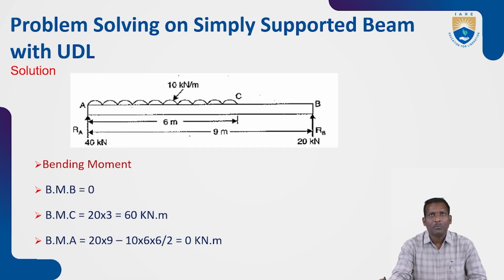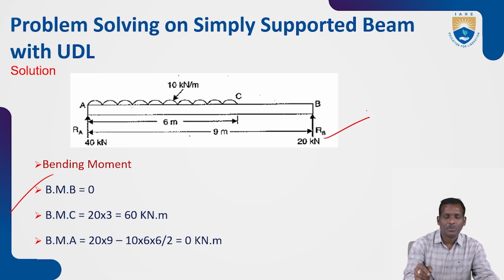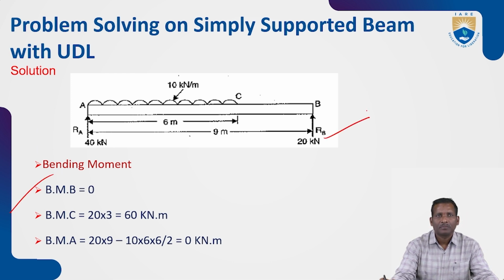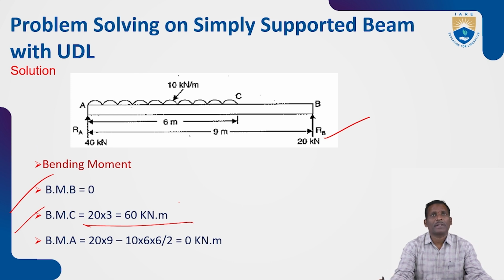Similarly, the bending moment. The bending moment at B is 0. In the simply supported case, at the support ends there is no bending moment. At point C, the bending moment is 20 multiplied by 3. So 20 multiplied by 3 is 60 kilonewton meter.